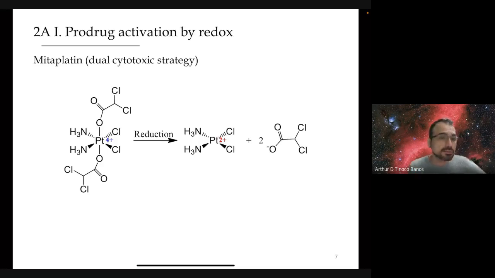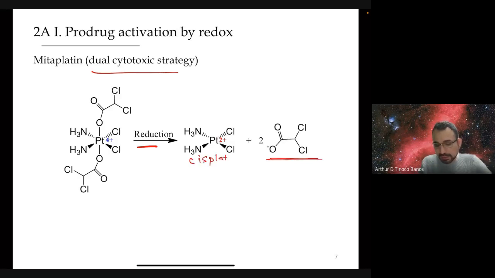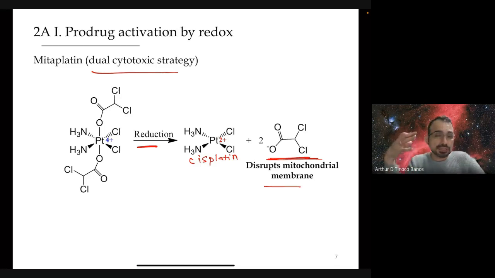Another type of platinum-4 compound with a built-in redox response is mitoplatin. Here we're featuring a dual cytotoxic strategy where the mitoplatin undergoes a reduction. That reduction leads to a release of this ligand, and you have essentially the generation of cisplatin and this other compound, and that compound has its own cytotoxic properties, being able to disrupt the mitochondrial membrane. So you have a built-in feature of releasing a ligand that also can synergize with the parent cisplatin compound.